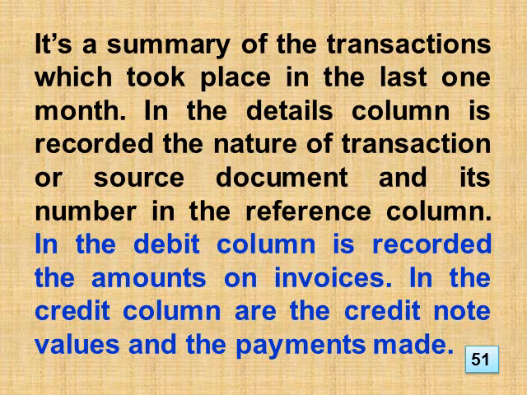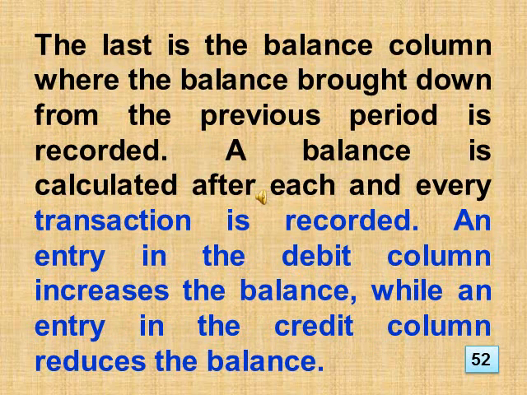In the details column is recorded the nature of transaction or source document, and its number in the reference column. In the debit column is recorded the amounts on invoices. In the credit column are the credit note values and the payments made. The last is the balance column, where the balance brought down from the previous period is recorded. A balance is calculated after each and every transaction is recorded. An entry in the debit column increases the balance, while an entry in the credit column reduces the balance.